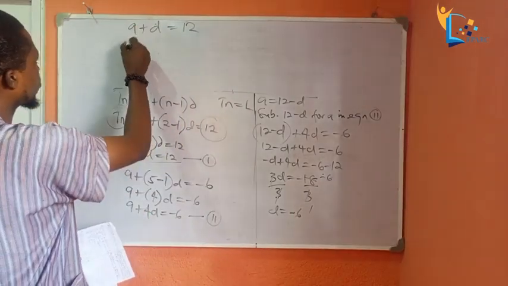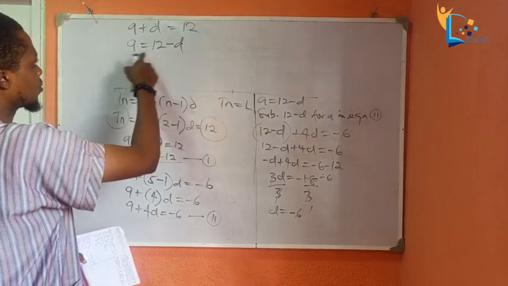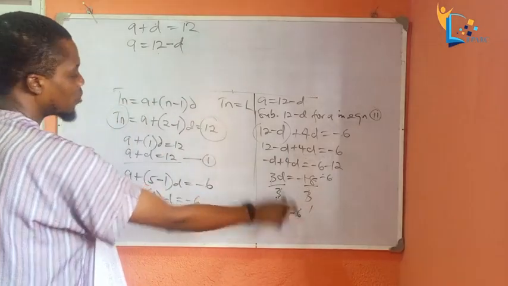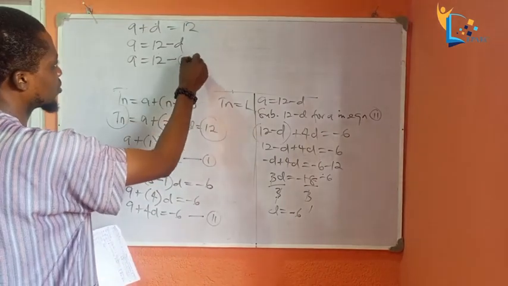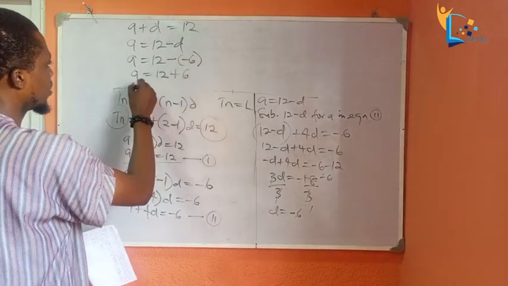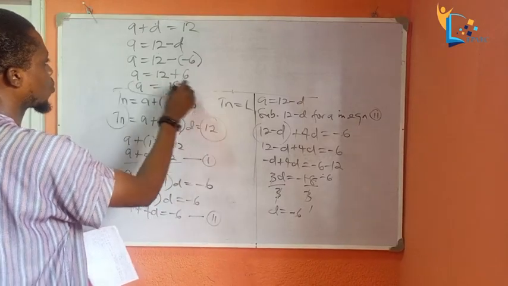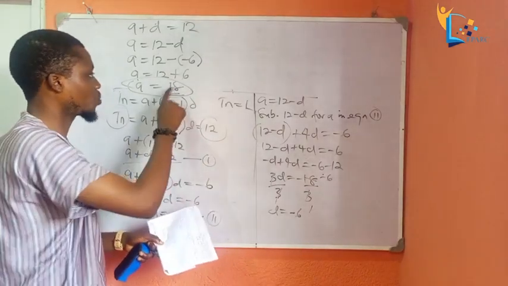So let's look for A. So A will now be equal to 12 minus D. Okay? Let's make A subject of formula, okay? So we know what D is now. So A equal to 12 minus 6, okay? So A is equal to 12 plus 6. 12 plus 6 is what? 18. So A is equal to 18. Are we together? A is equal to 18.